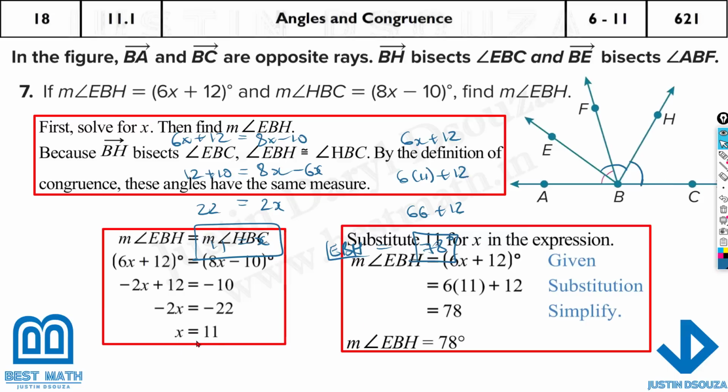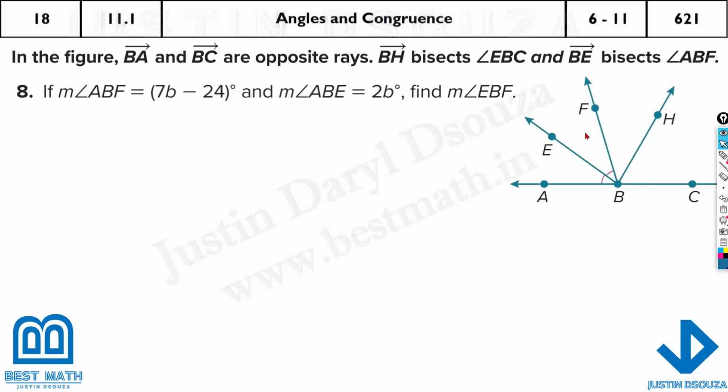So here we go. First we have to find x is 11, and then m is for the measure of angle EBH. Next one over here, we have been given ABF. See, this entire angle is 7b minus 24. And ABE is also known. This single part is known, it is 2b. That's in degrees. Find EBF.